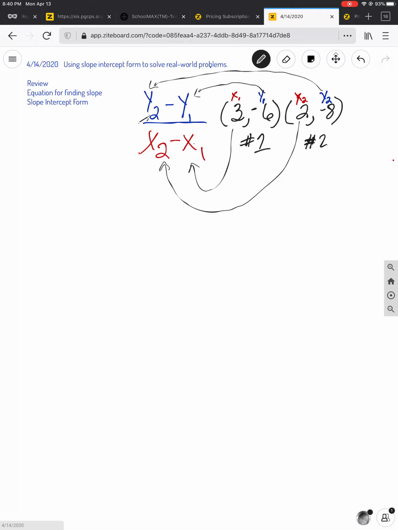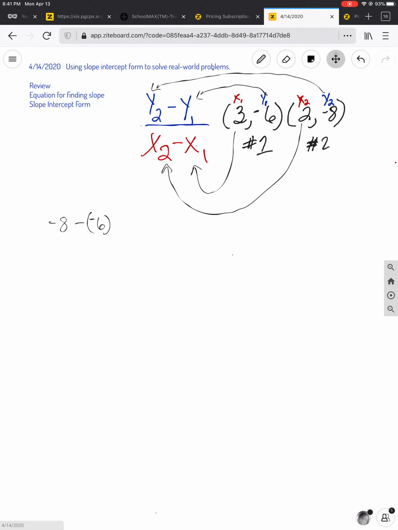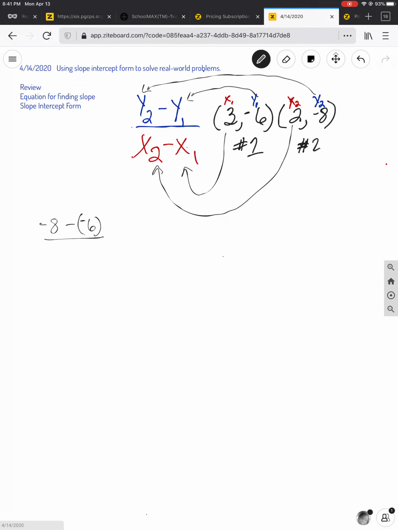If I'm plugging in the numbers, instead of writing y2, I'm going to write -8. And I'm going to put my minus sign. And instead of writing y1, I'm going to write in -6. But I'm going to put a pair of parentheses around my -6 because I have a subtraction sign and a negative sign right beside each other, and I don't want to get them mixed up. Now I'm going to put my fraction bar, and I'm going to find my x2, and that is a +2. Putting down my minus sign, and x1.